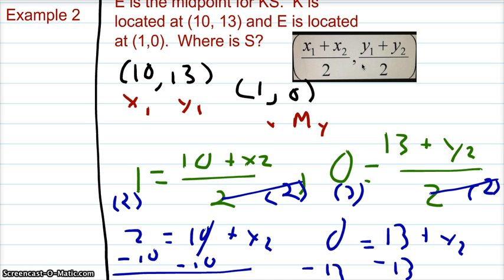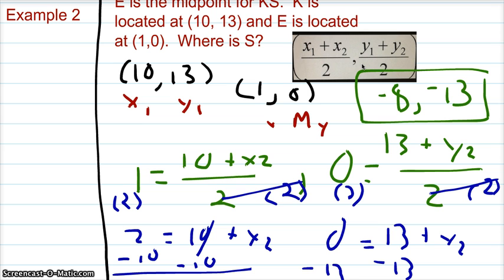So my final answer, now I don't have any room underneath it, so I'm going to write it over here, is negative 8, negative 13. And I always box my final answers. Okay? And it should be in parentheses.